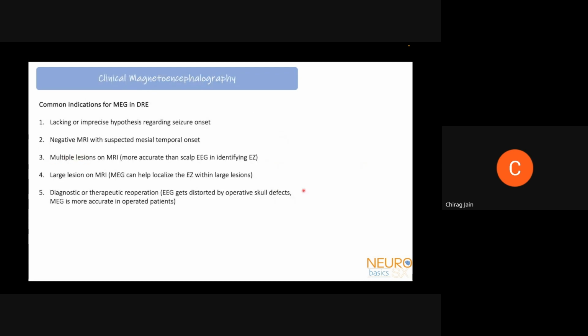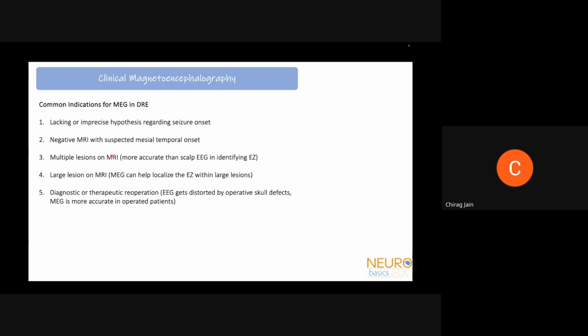Right. So coming to clinical magnetoencephalography, what are the indications for MEG in drug-resistant epilepsy? There are 10 basic indications. No need to mug up any of these, they're quite obvious. You don't have a hypothesis. You just don't know where activity is coming from. You can use a MEG. You have a negative MRI and you're suspecting a mesial temporal onset. You can use a MEG to confirm.